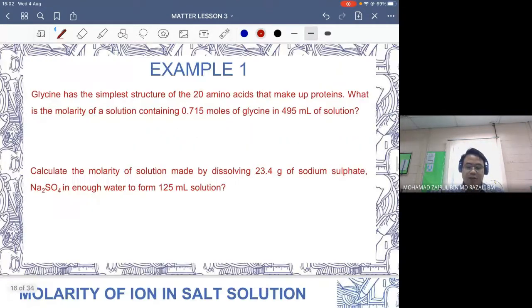Okay, so let's try this example together lah. Kita buat sama-sama. Okay, make sure you have your calculator, kertas, pen atau pensel dekat dengan awak supaya kita boleh buat sama-sama lah. Sebab calculation ni kalau awak tak praktis, kalau awak baca je memang tak boleh buat lah. Sebab awak ingat chemistry ni bukan subjek yang menghafal.